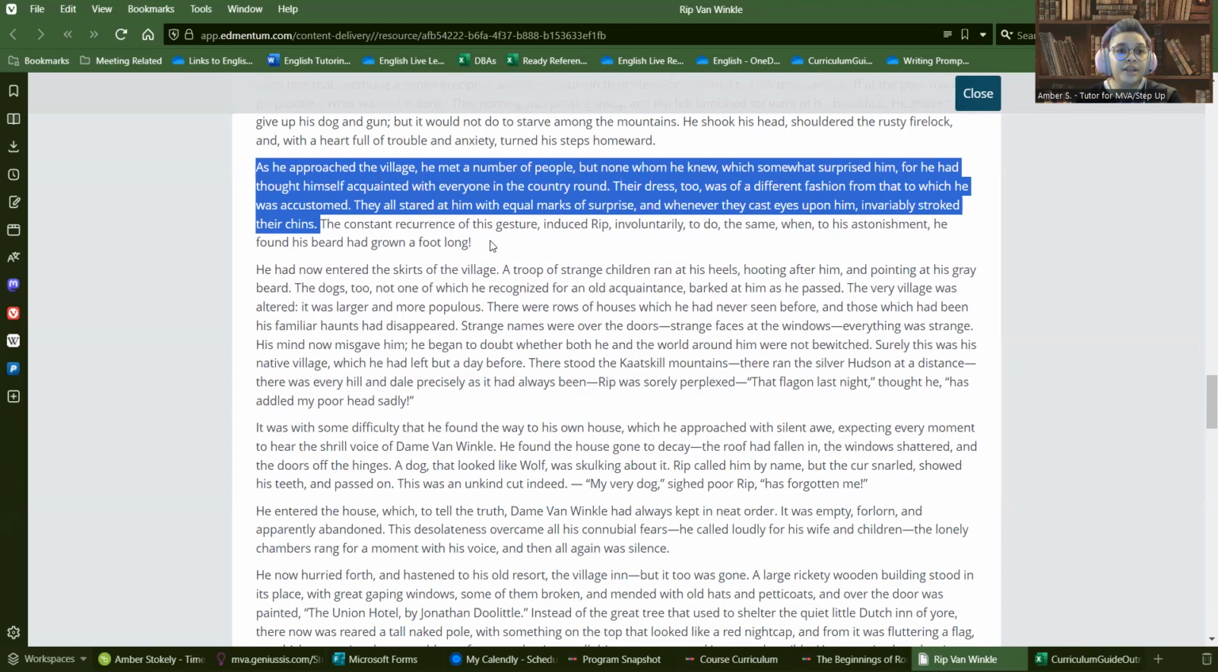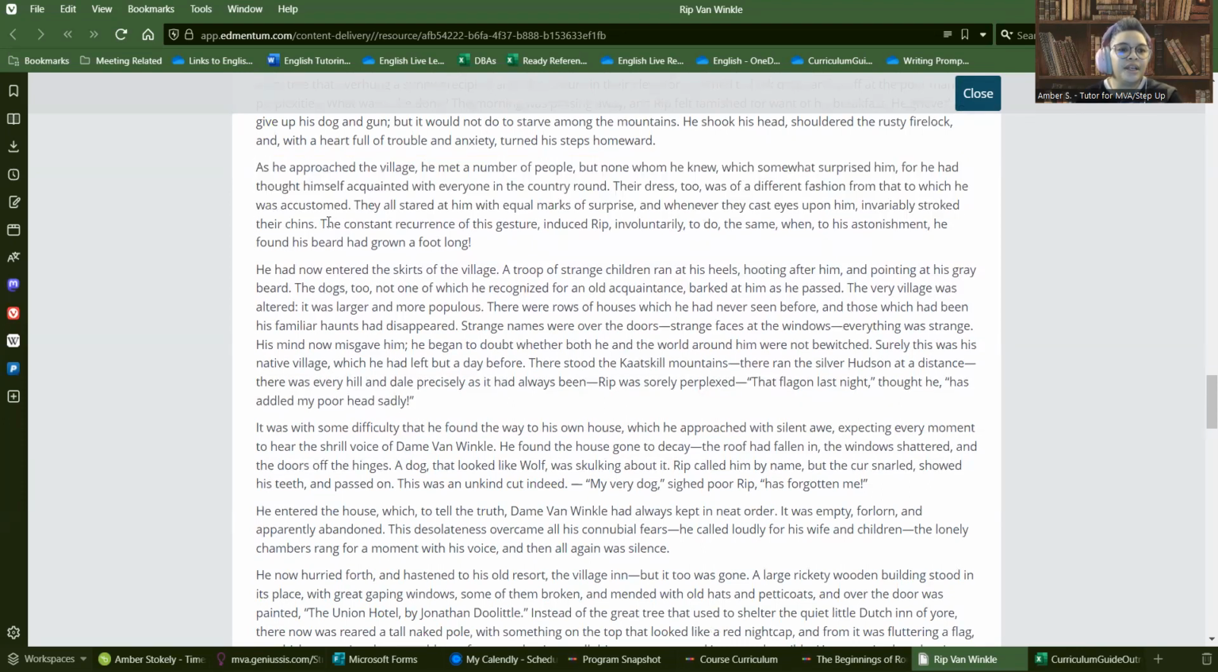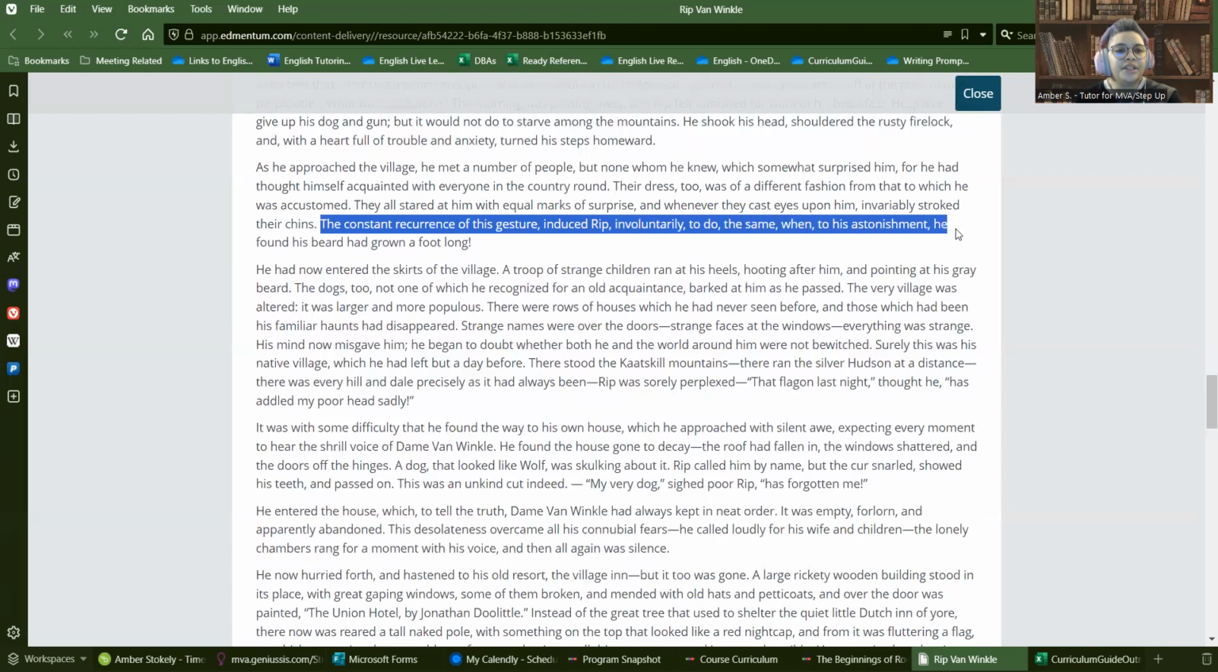He's staring at them like they're weird. He doesn't recognize any of them. He's like, I literally live here. How do I not know any person who's here? Why are you guys dressed differently from yesterday? The constant recurrence of this gesture, so recurrence means to happen again, induced Rip involuntarily to do the same when, to his astonishment, he found his beard had grown a foot long.